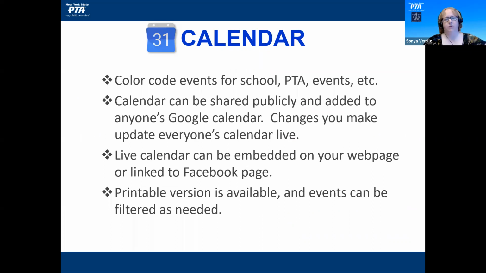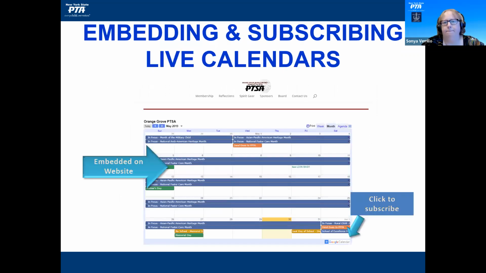Google Calendar is a great tool to communicate about your organization's events and meetings. Calendars can be shared publicly and added to anyone's personal Google Calendar. Changes you make on a shared or subscribable calendar are updated and pushed out live. And you can also embed a public calendar to your website or link to your social media accounts. Here's an example of an organization's Google Calendar. And notice the plus sign at the bottom right where someone would click to subscribe.